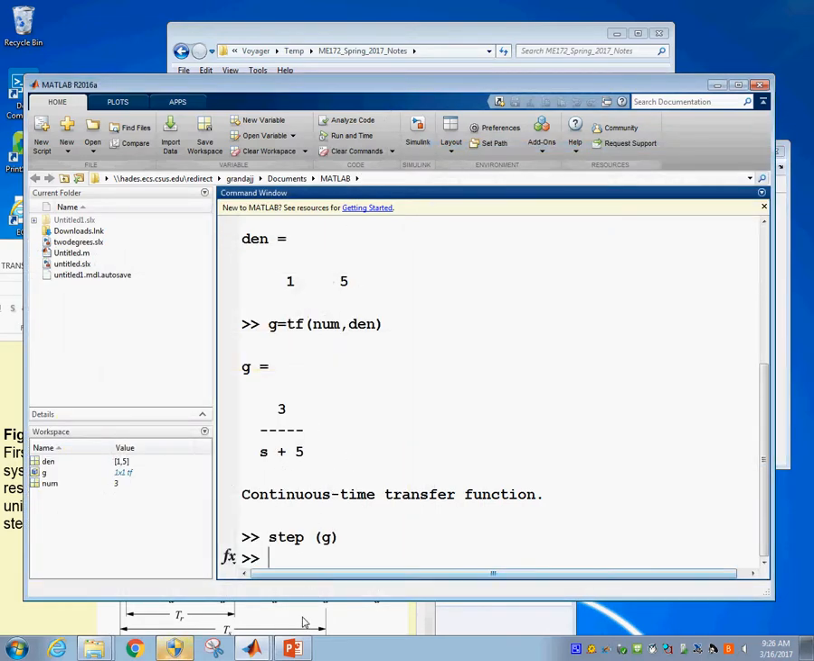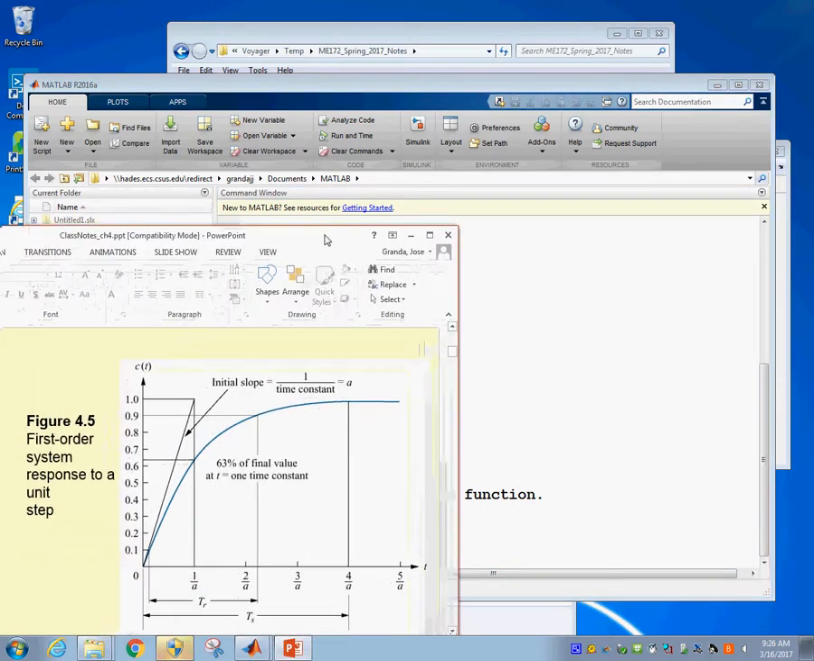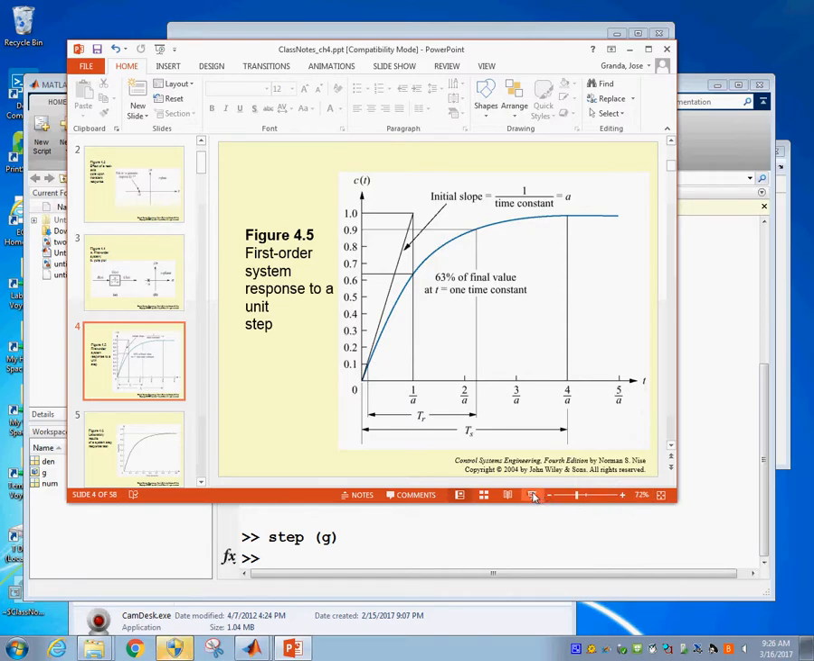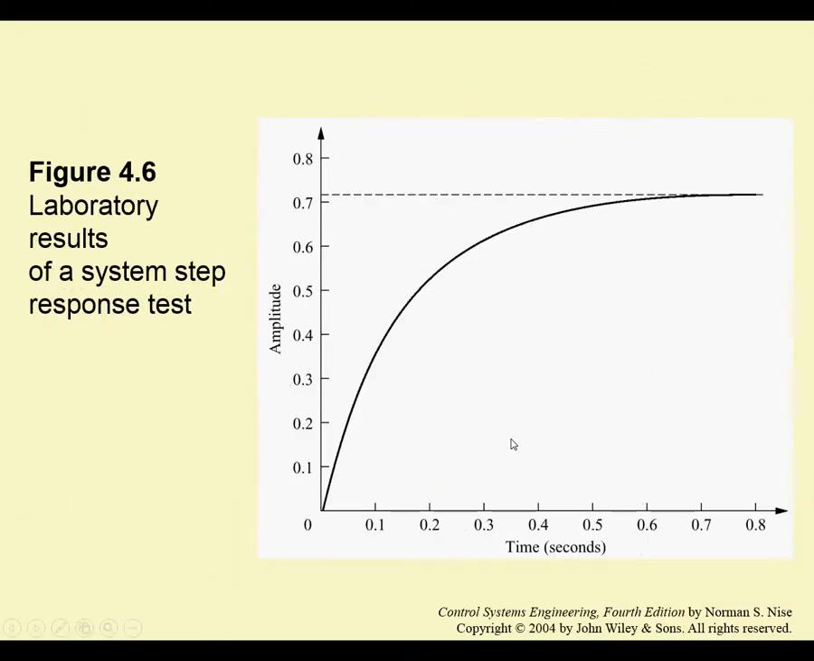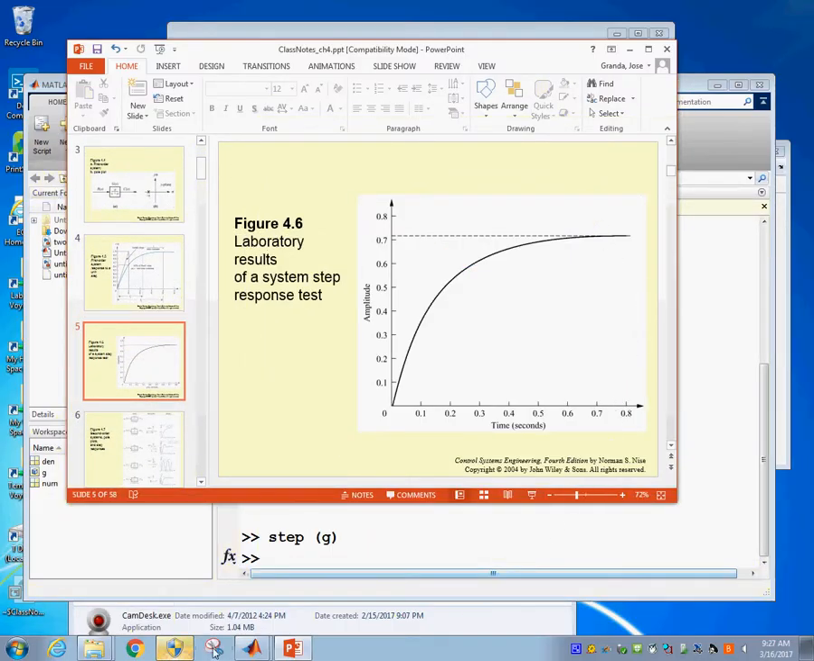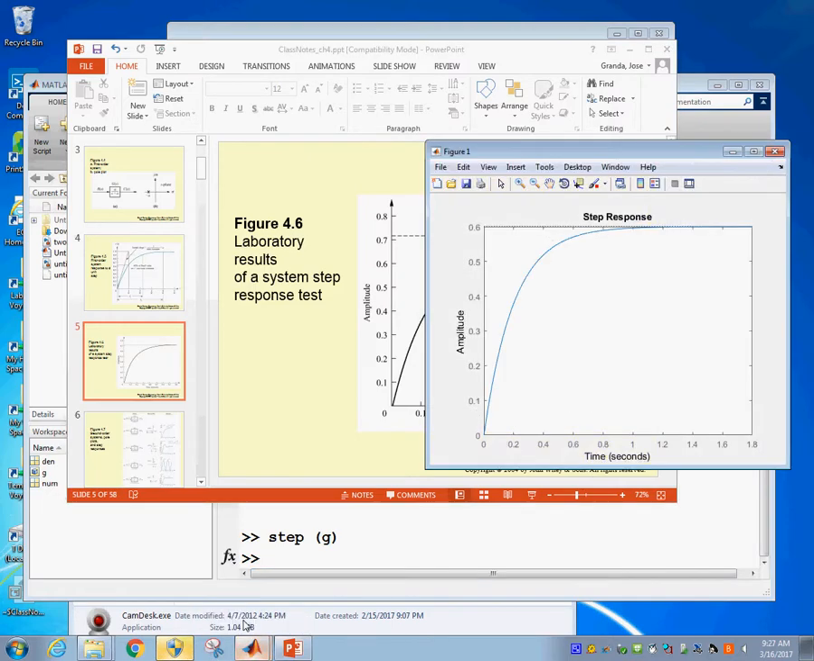So let's go to my slide over here, and let's go back to full screen. This is what you just saw, the step response of the system. One thing you would notice here is that the amplitude in this example does not quite get to 1, and that is because in this case we have what is called a steady state error. That's what we have over here.